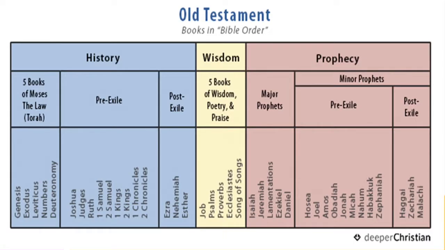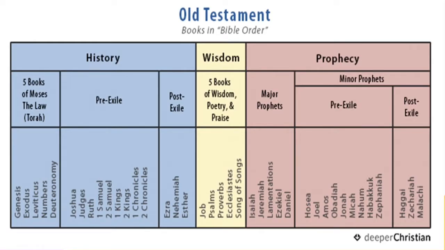On the wisdom part of the Old Testament, we have the five books of wisdom, or the poetry and praise. These are Job, Psalms, Proverbs, Ecclesiastes, Songs of Solomon. We have the prophecy, or prophetic books, divided into two. We are going to discuss them in detail. We have major prophets and the minor prophets. The major prophets, there are 5 in number: Isaiah, Jeremiah, Lamentations, Ezekiel, and Daniel.